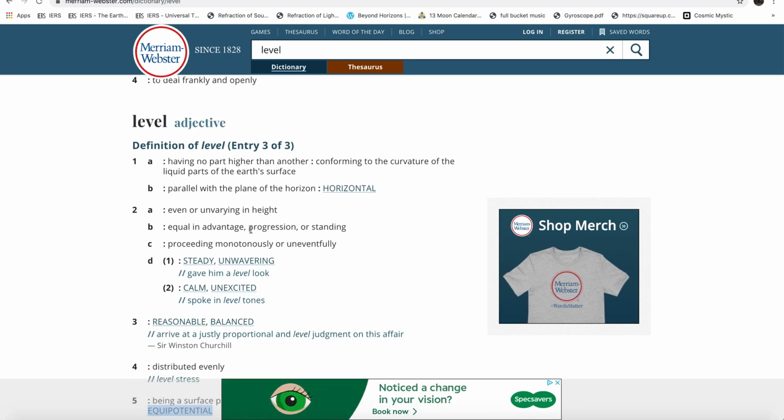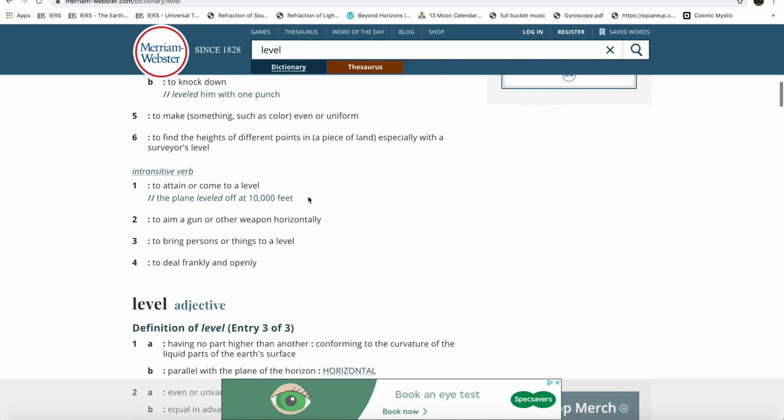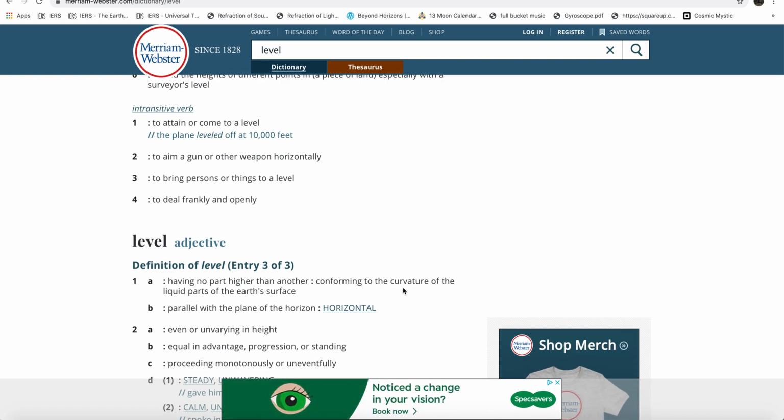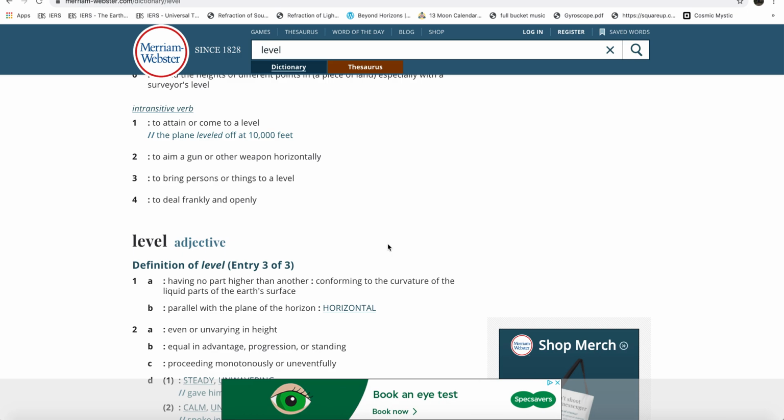So horizontal, level, if we go back here again, even or unvarying in height, equal in advantage, progression or standing, parallel with the plane of the horizon. So it's only this one here where it says conforming to the curvature of the liquid parts of the Earth's surface. What's conforming to that? They're not conforming to anything. This is the problem. They don't have any connection there.